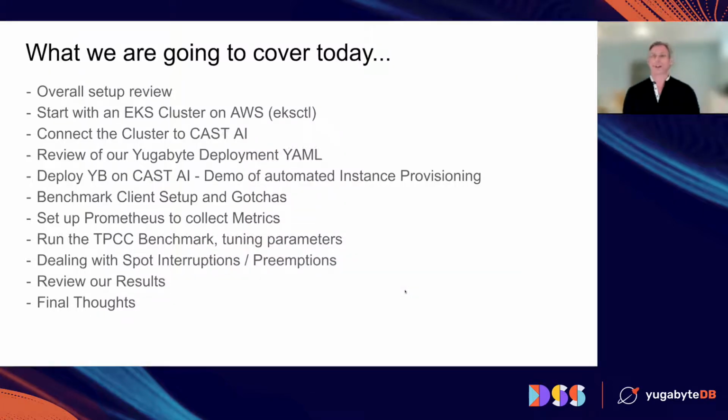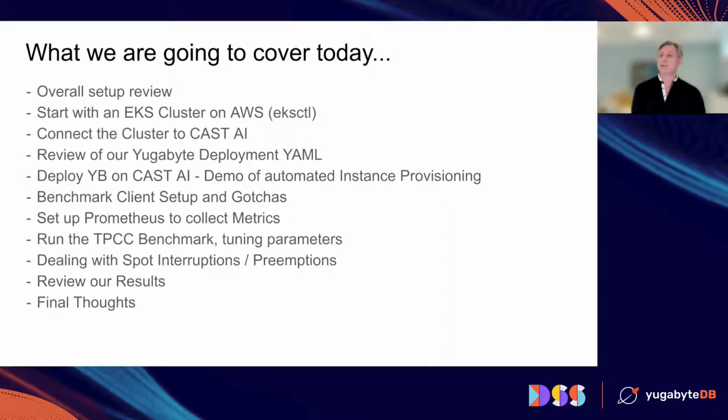So what are we going to cover today? We're going to cover an overall setup review. We're going to start with a basic vanilla EKS cluster on AWS. We're going to connect that cluster to Cast AI for automated provisioning of infrastructure as well as scaling. We're then going to review the Yugabyte deployment, deploy the Yugabyte stateful set on this demo cluster, and show how the instances get provisioned.